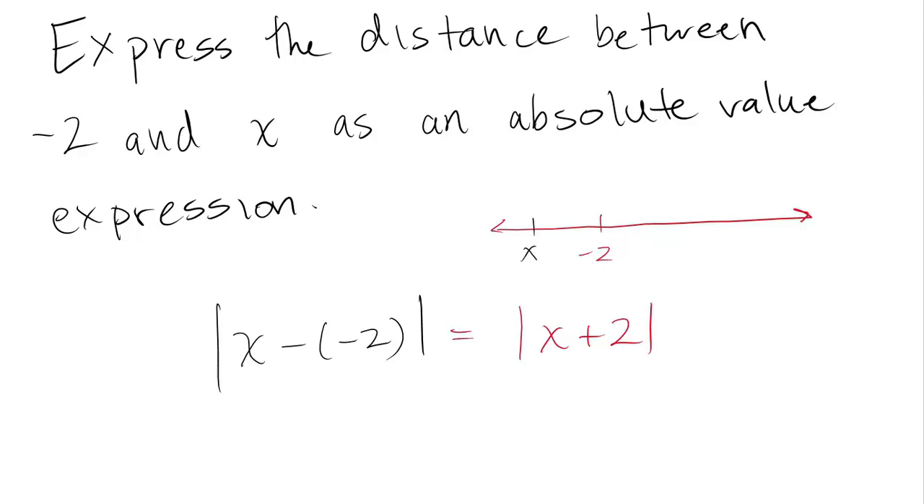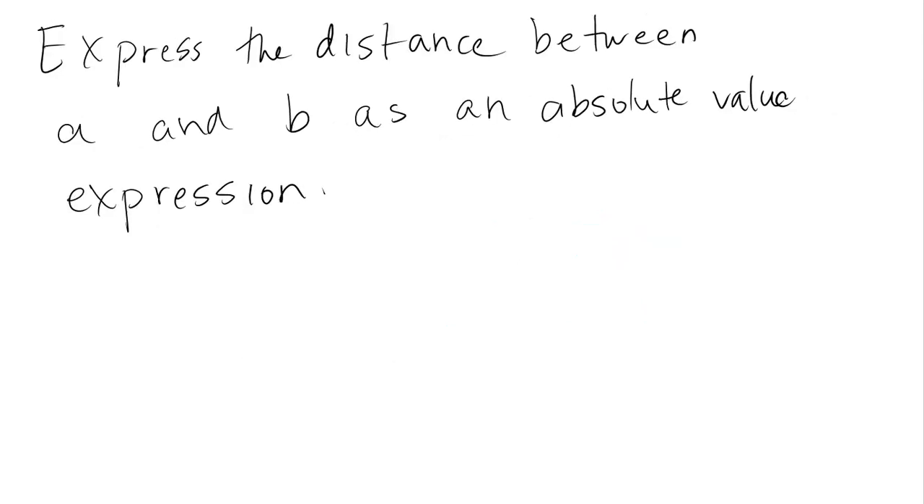This one looks funny because we said that we subtract to find distances, but this one has a plus sign. It has a plus sign because of the simplification of subtracting negative 2. So one last one for you to try. Express the distance between A and B, two variable expressions, as an absolute value expression. Pause the video and see if you can come up with that.